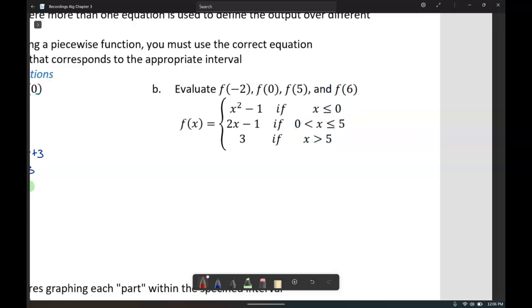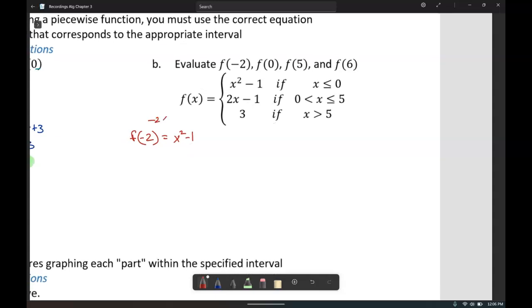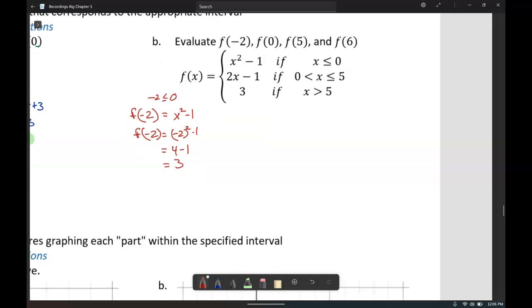Let's start with f of negative 2. F of negative 2 is going to use x squared minus 1 because negative 2 is less than or equal to 0. Next, we're looking at f of 0. Again, 0 is less than or equal to 0, so we'll use x squared minus 1 again.